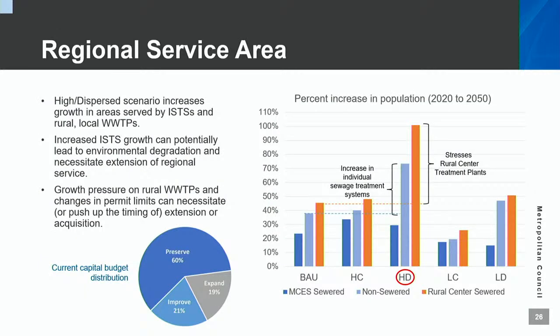One thing to mention in this presentation is that we'll focus a little bit on the high compact and the high dispersed growth scenarios. The reason for that is that those 2 scenarios are where we see the greatest impacts on our system, specifically that high dispersed scenario. On the right of the slide, you'll see a graph of the percent increase in population to 2050. Our business as usual case is on the far left, followed by high compact and high dispersed. And I want to call out specifically that high dispersed scenario. You'll see an increase in the non-sewer, which is that light blue bar, and the rural center sewer, the orange bar.